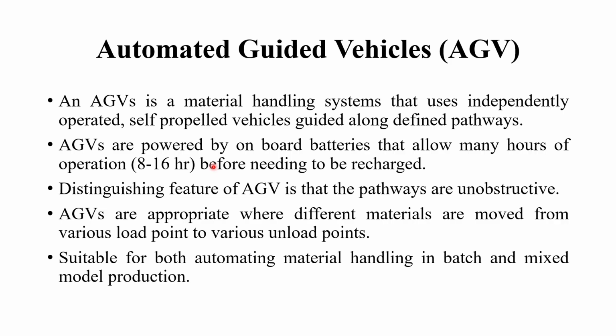Okay, so the distinguishing feature of an AGV is the pathway. This pathway should be unobstructed, so there should not be any obstacles, because it is a predefined pathway. That should be noted here. And AGVs are appropriate where different materials are moved from various load points to various unload points. It is suitable for both automating material handling in batch and mixed model production.